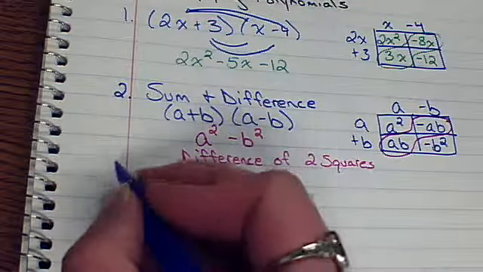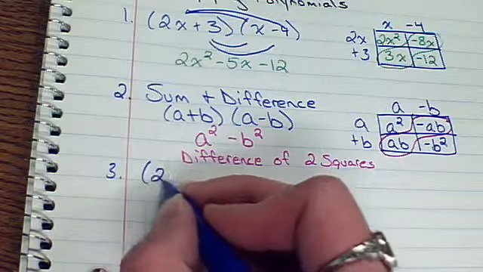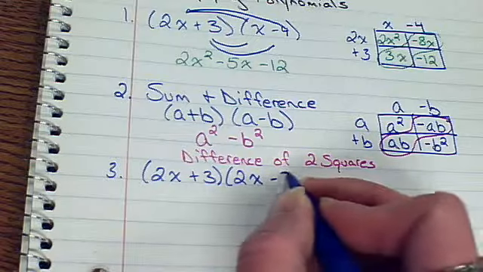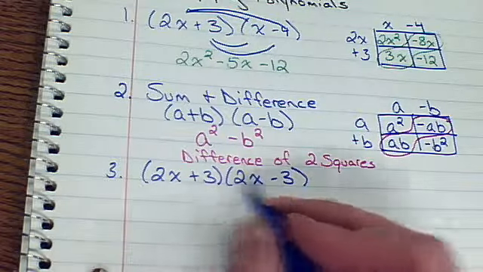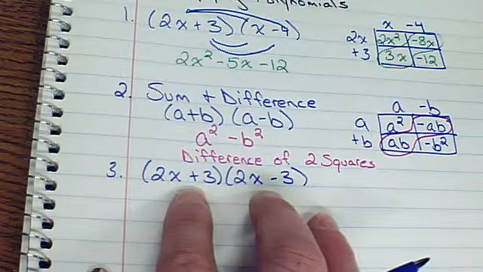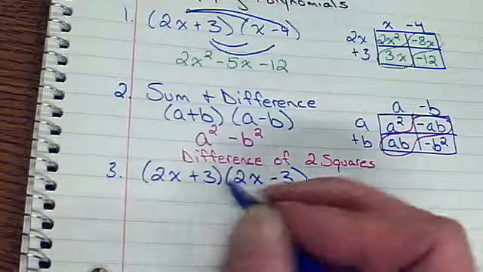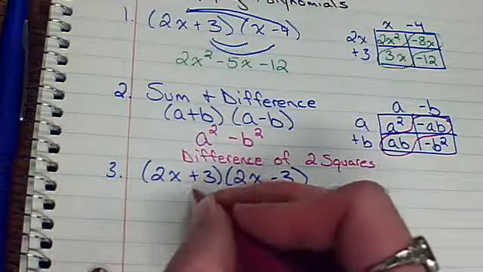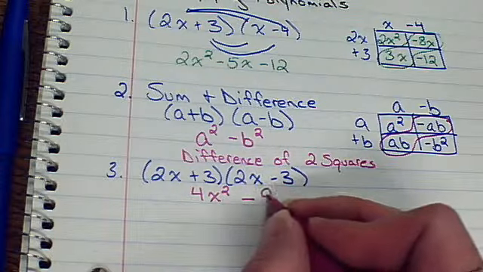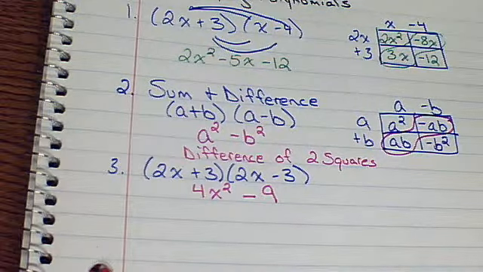So number 3, let's say we had 2x plus 3 times 2x minus 3. If you recognize that that's a sum and difference, then you know you would not have a middle term. It would just be the 2x times the 2x, which gives me 4x squared, minus the 3 times the 3, which is the 9. Very nice shortcut.